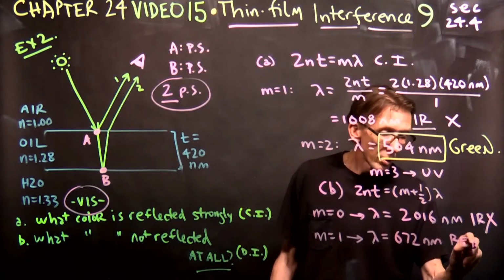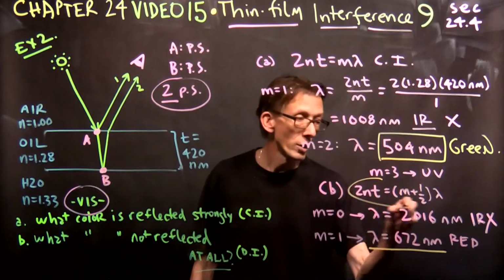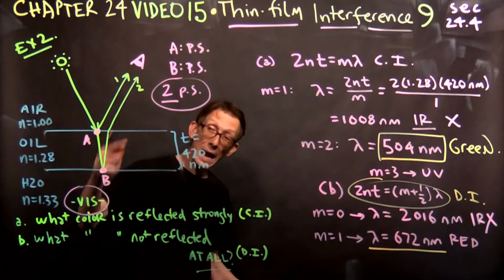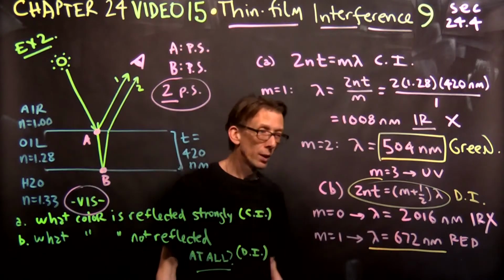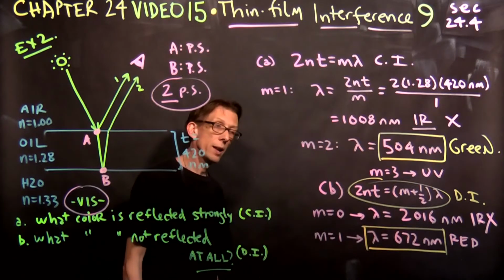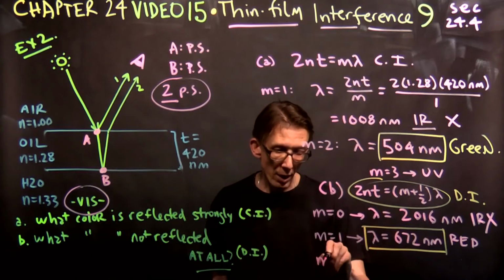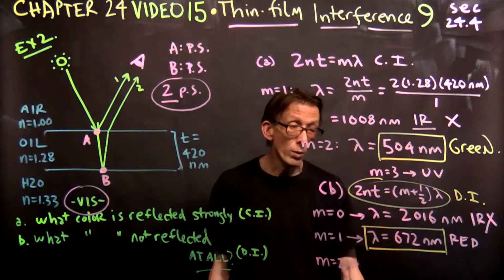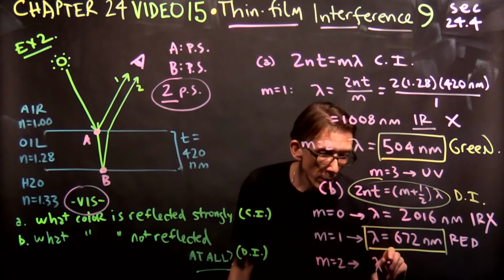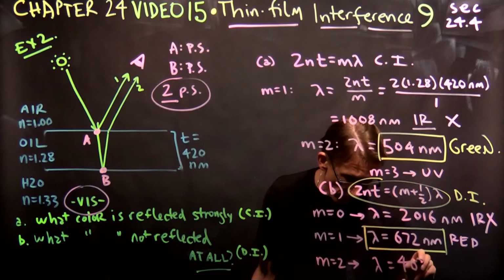So that is one wavelength that does not show up, because this now is the condition for destructive interference when you have two phase shifts at A and at B. So this is an answer. Let's keep going and see if there's another visible wavelength that does not show up. Put in m equals 2, okay, and you end up getting lambda is 403 nanometers, which is just barely visible.